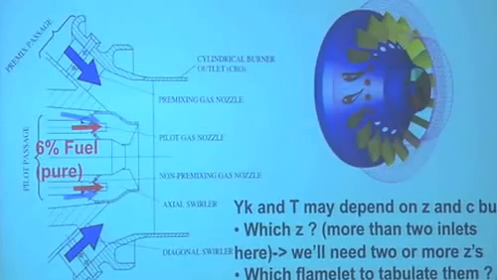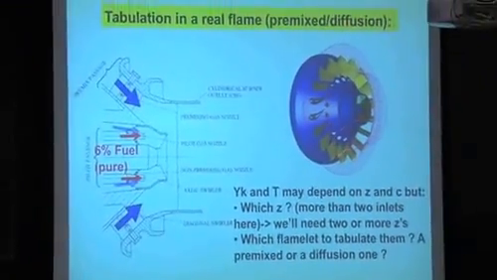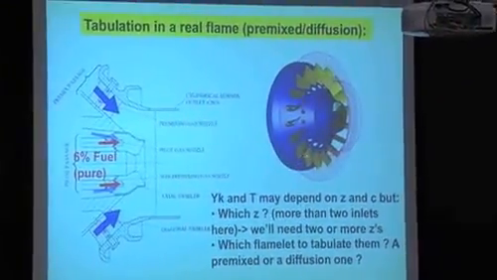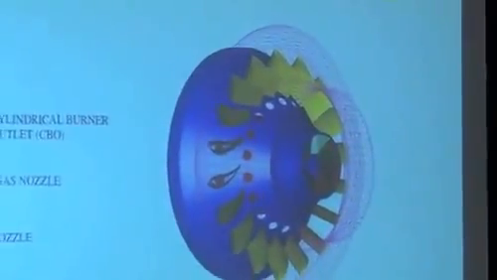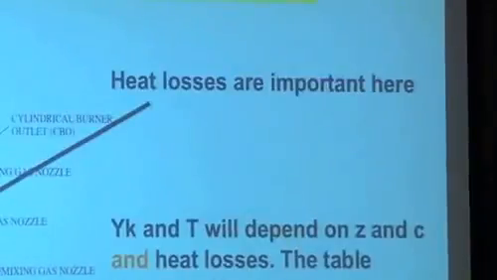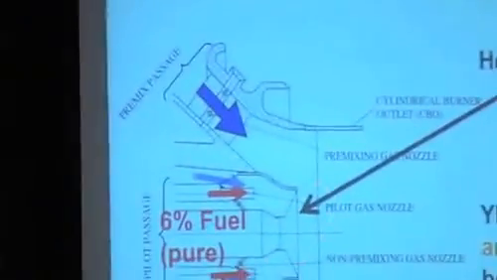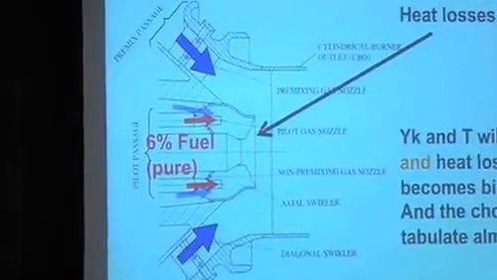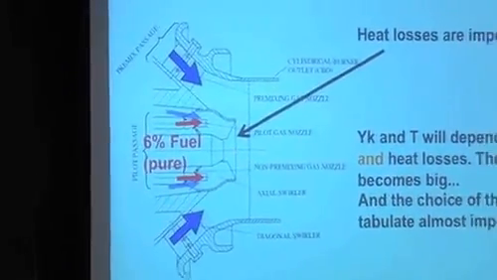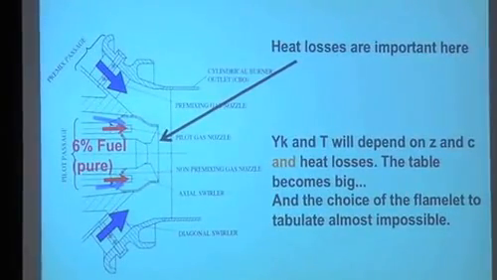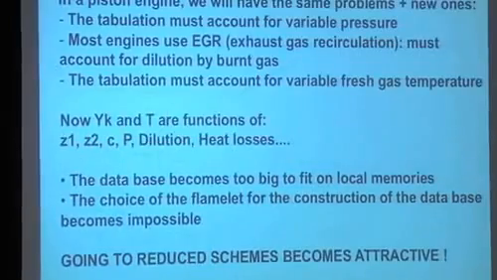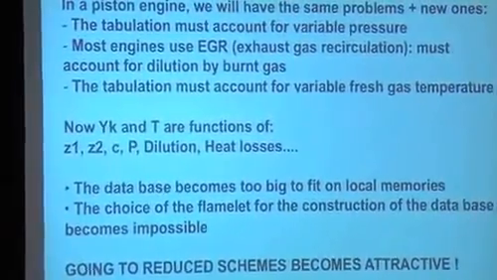I've shown this example yesterday. This is a Siemens gas turbine in which you inject fuel a little bit everywhere and air a little bit everywhere. And you have heat losses. For example, at the nozzle here, at the entry here, we know that the heat losses are very important. So here, if you need to tabulate things, the table just becomes too big. And the way to tabulate things becomes just too complicated.